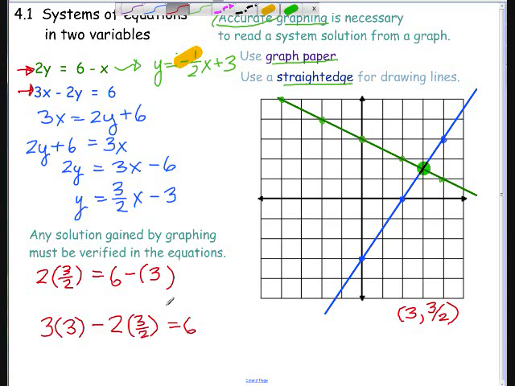Now let's take a look at this and see if this is true. This ends up being 3 equals 3, so that one worked. And this one turns out to be 9 minus 3. That one works too. So we did verify, and our solution is correct. We should probably box it.